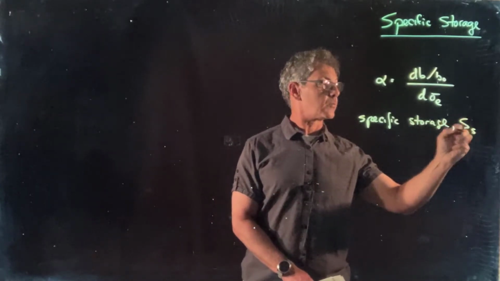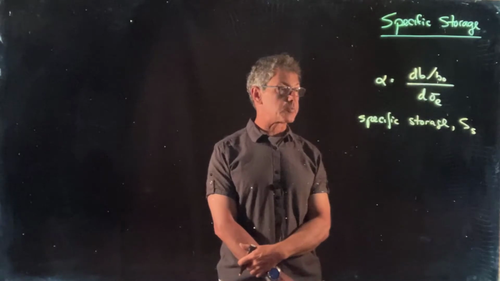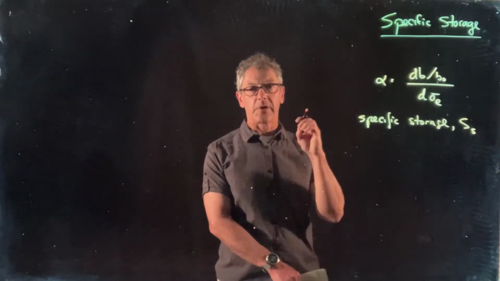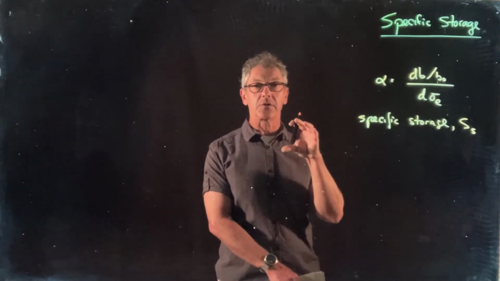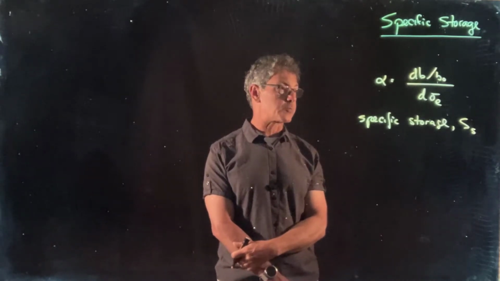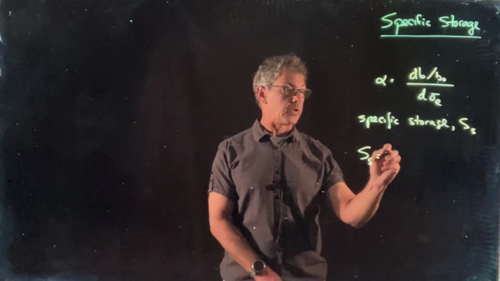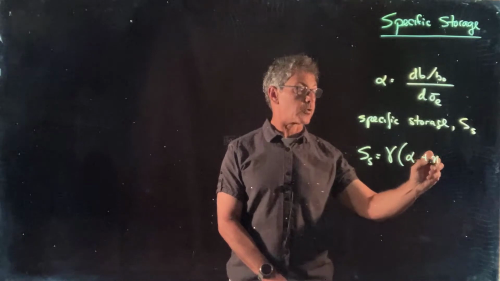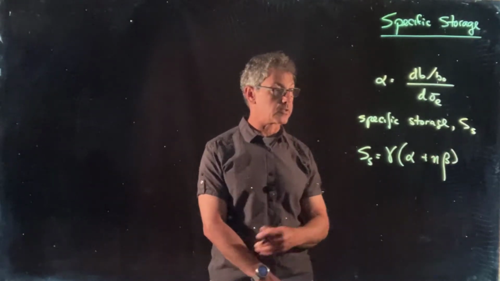And we denote that as S sub S. Our specific storage is going to be the term that we use to figure out how much water is coming in and out of an aquifer under confined conditions when the head goes up and down. So we define that specific storage as gamma times the compressibility plus the porosity times beta, which is the compressibility of water.